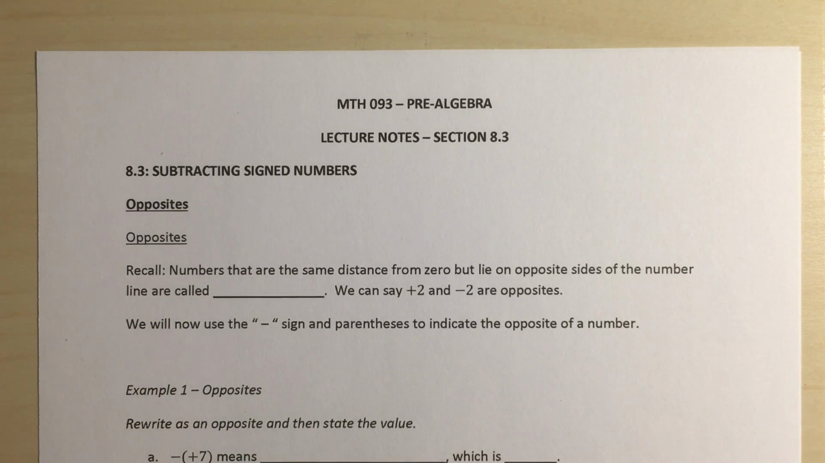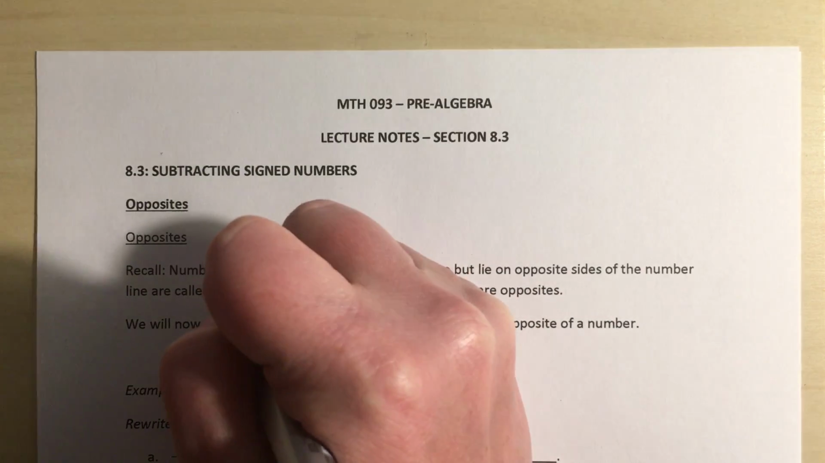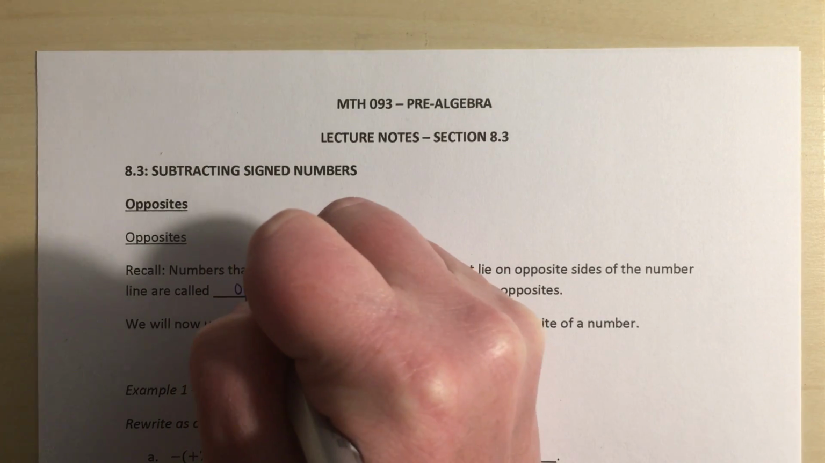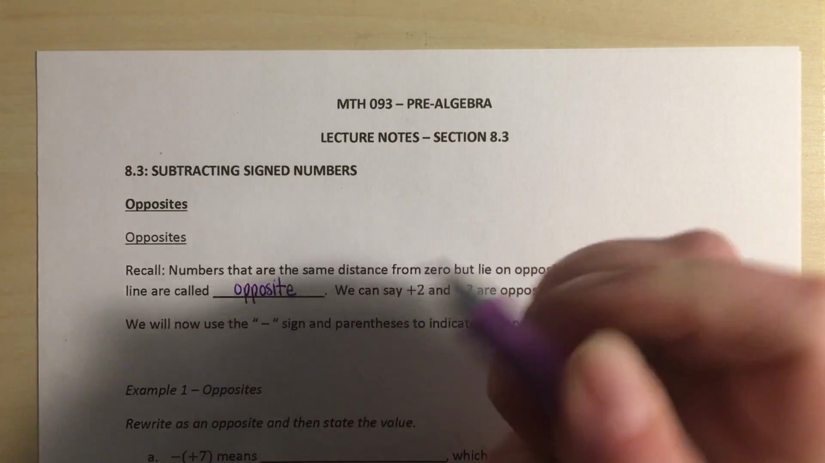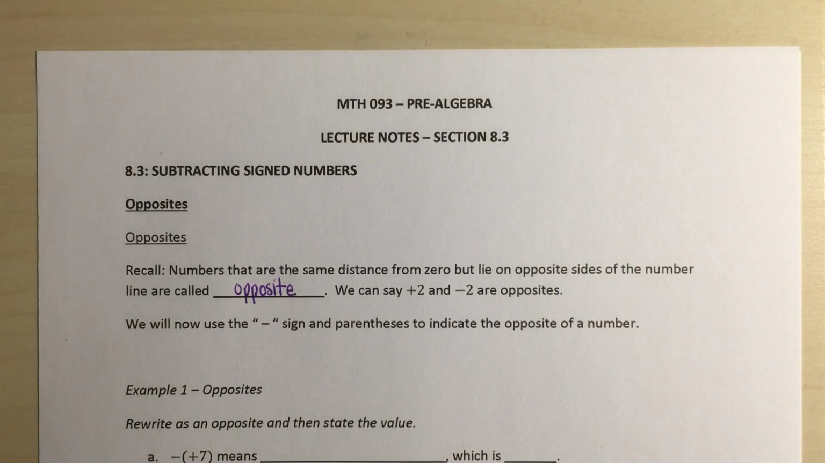Opposites are the numbers that are the same distance away from zero but lie on opposite sides of the number line. What we did in our first section is we looked at these just using words. What is the opposite of positive 2, or what is the opposite of negative 2, or something along those lines. In this section, we're going to look at this using our negative sign to mean the opposite of a number.